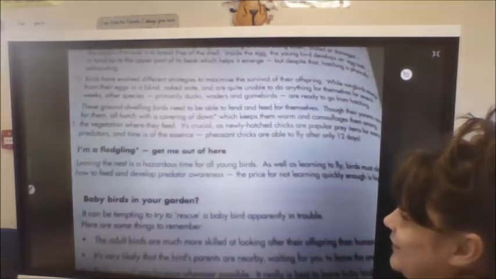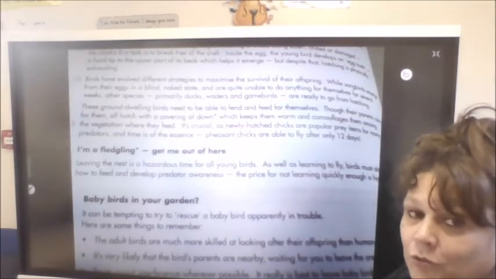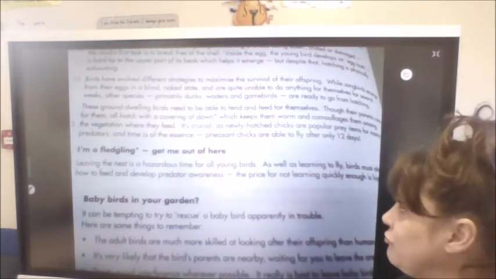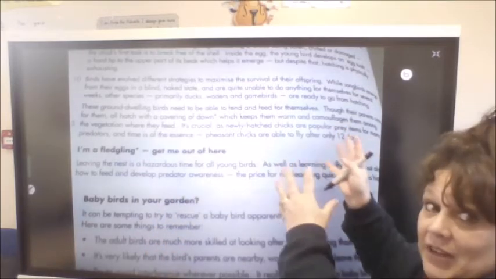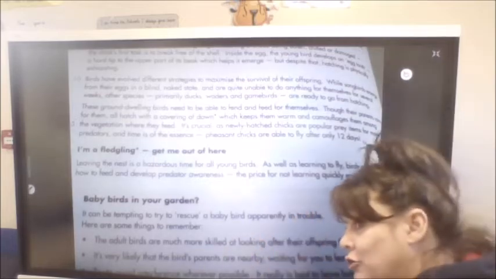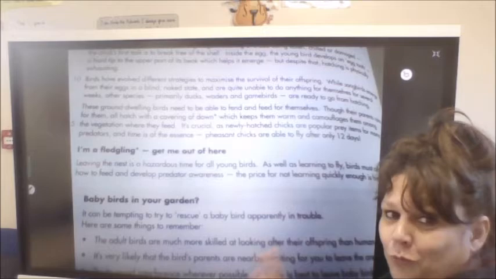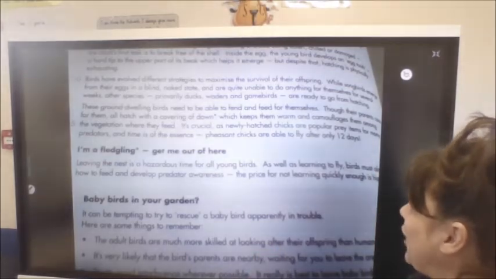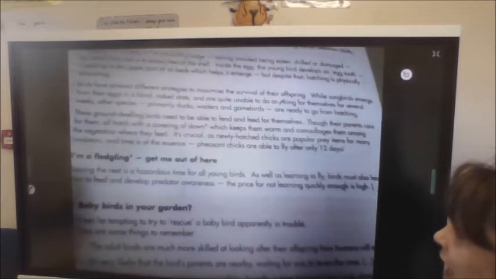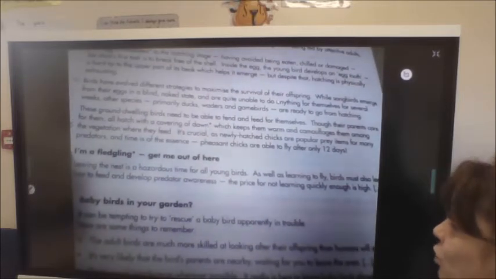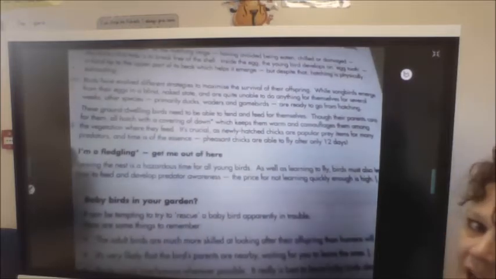Leaving the nest is a hazardous time. So hazardous, you looked that word up as well and created two synonyms. Dangerous. So it's a really dangerous time for all young birds. So surviving to this part is hard. And then they've got another job because they've got to get out of the nest and then they've got to go into the wide world. Okay. So as well as learning to fly, birds must also learn how to feed and develop predator awareness. The price for not learning quickly enough is high.